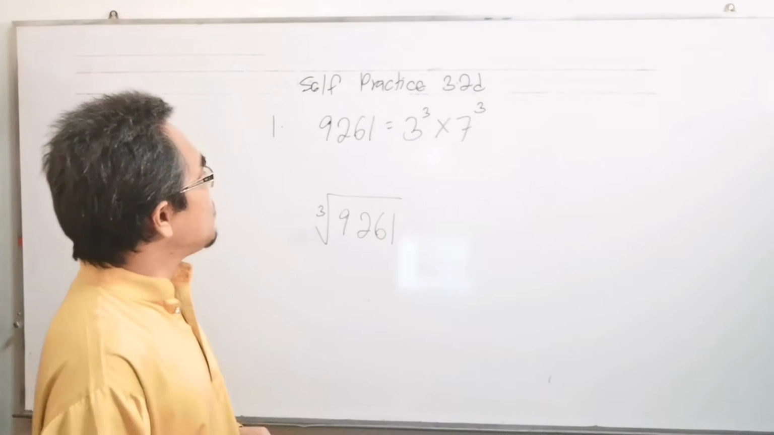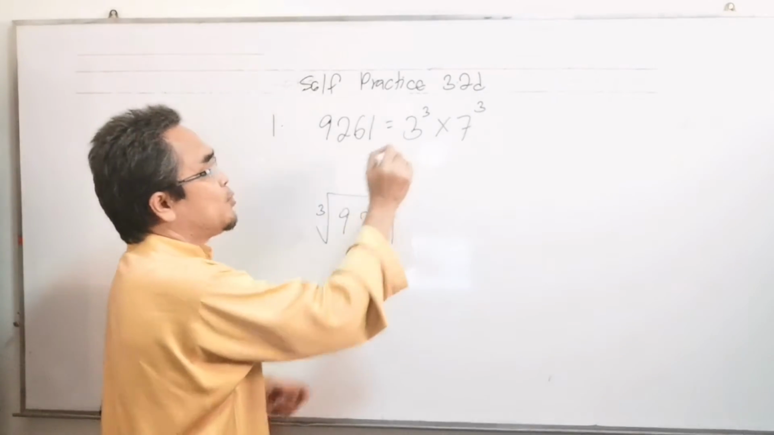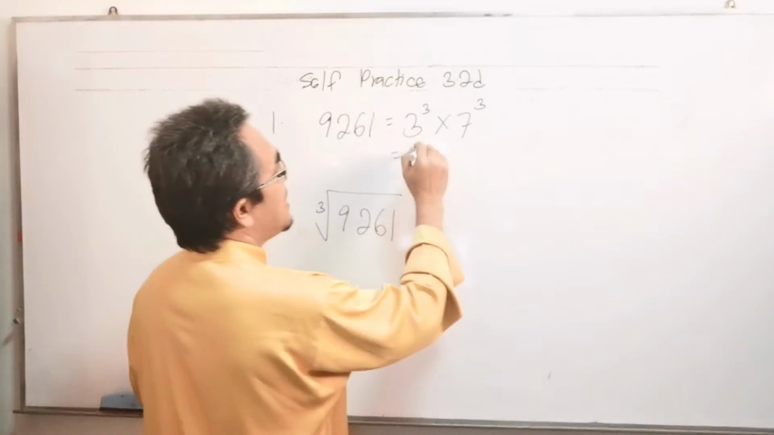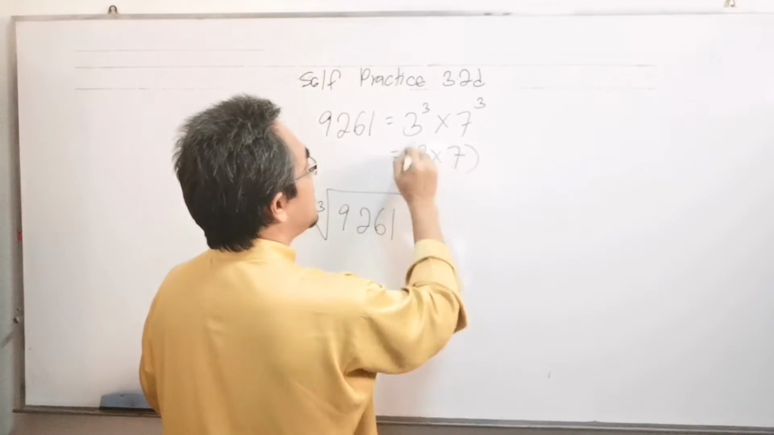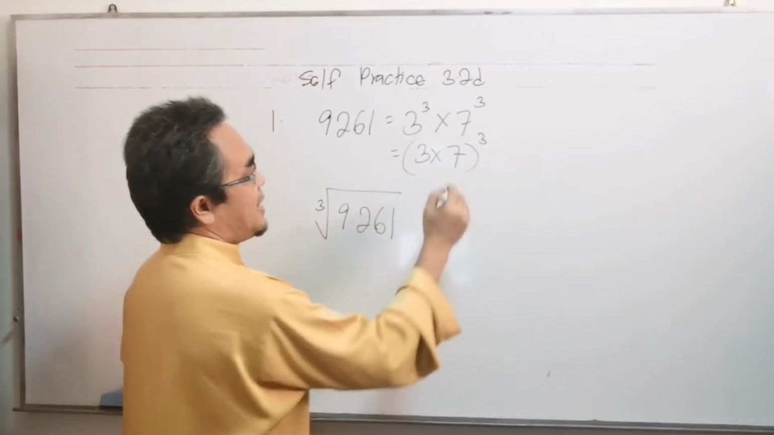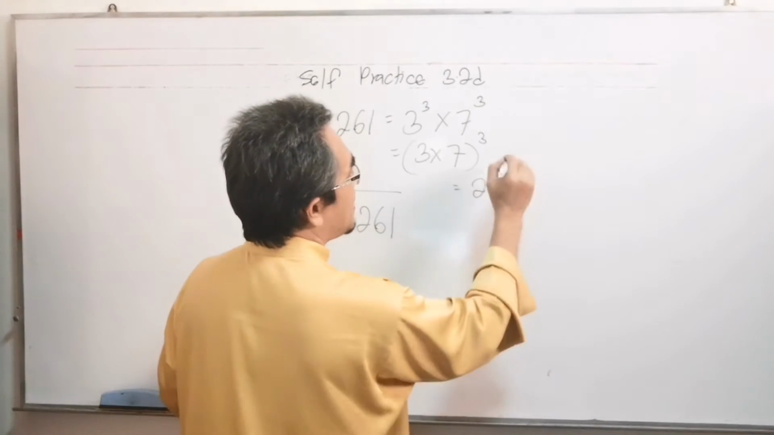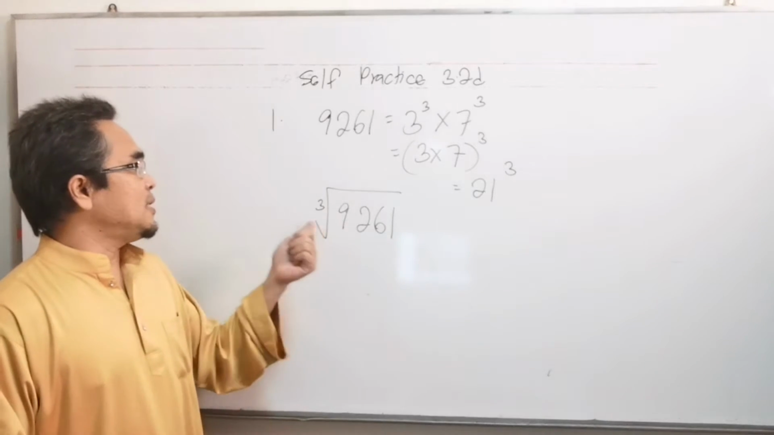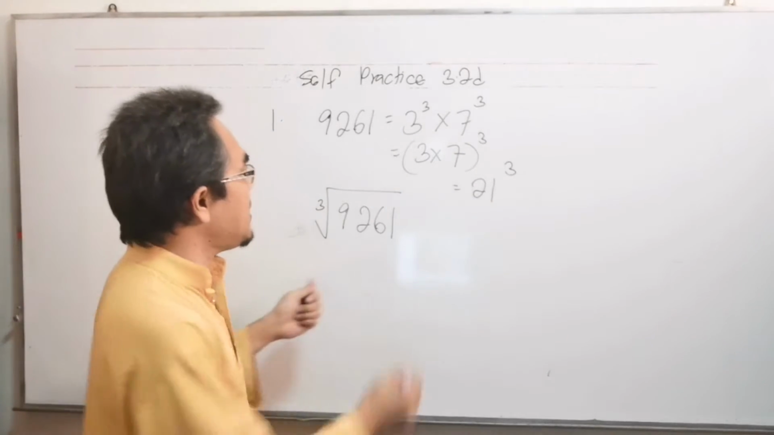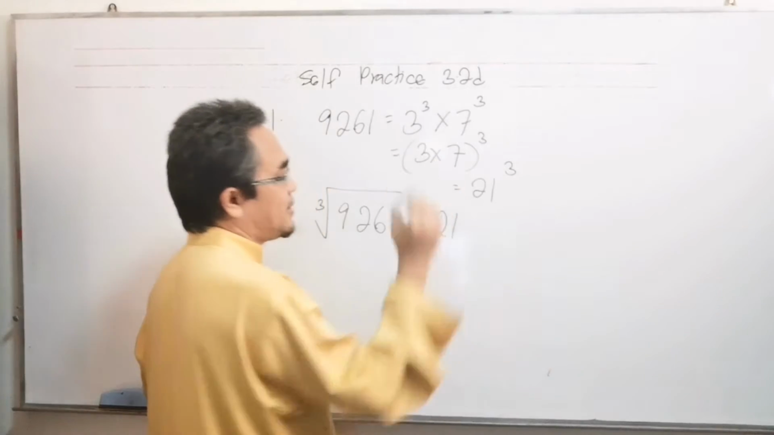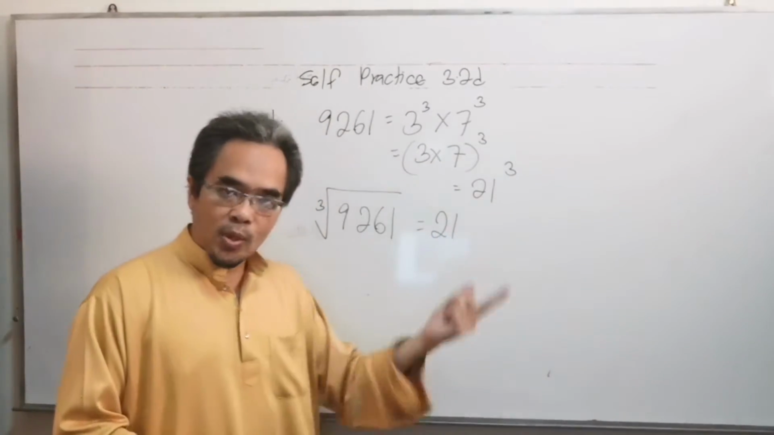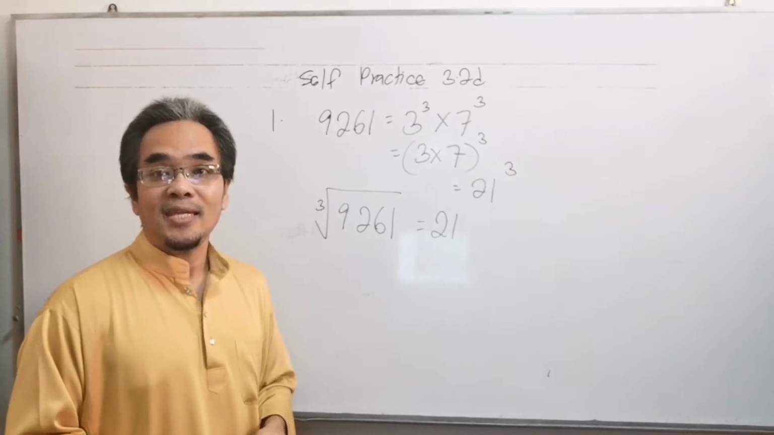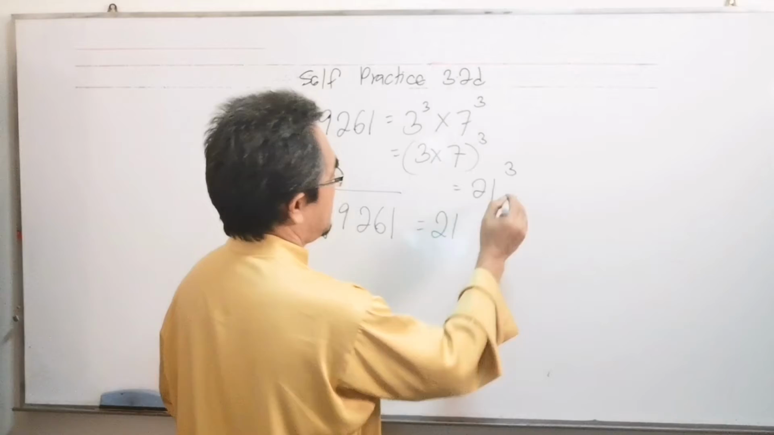Okay, so how to do this? Actually, you have to take the notes from here. This one you could write as 3 times 7 to the power of 3, and it is equal to 21 to the power of 3. So it means that the cube root of 9261 is 21, because 21 times 21 times 21 will be equal to 9261. Okay?